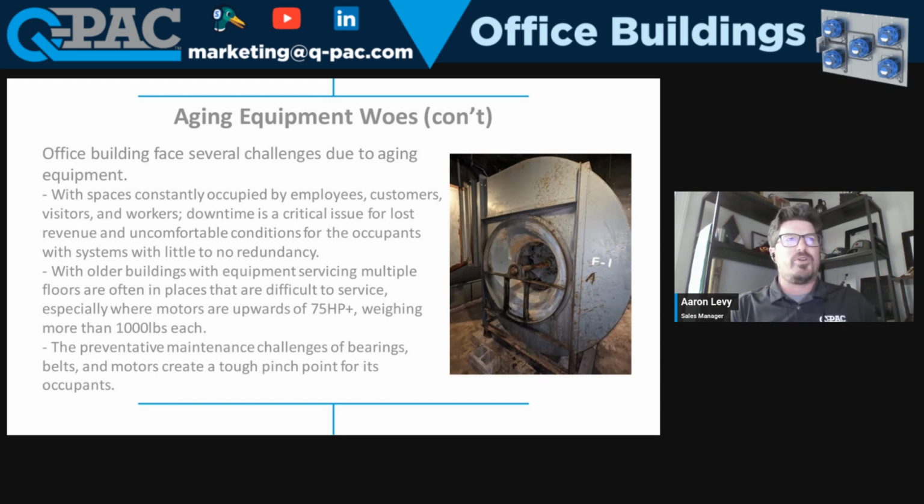A lot of older buildings, again, when we talk about having multiple floors, are often in places that are difficult to service, and they have motors that are 75 horsepower and higher. Especially when you're doing anywhere from 5 to 10 floors of a building, you can get anywhere from a 75 to a 250 horsepower motor, and those things can weigh anywhere from 1,000 to 3,000 pounds. Replacing one of those from a maintenance standpoint is incredibly difficult, because you've got to crane it into place; a team's just not carrying that up on a pallet to the space.